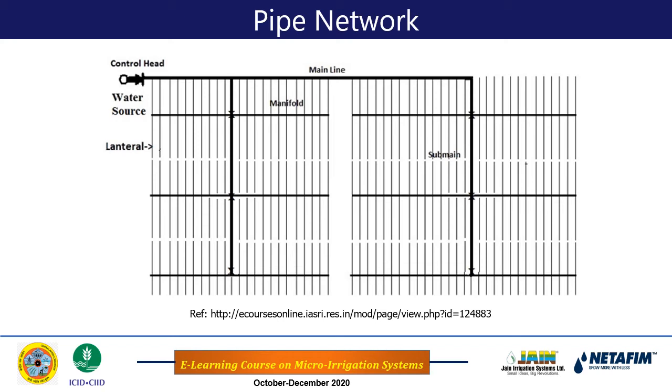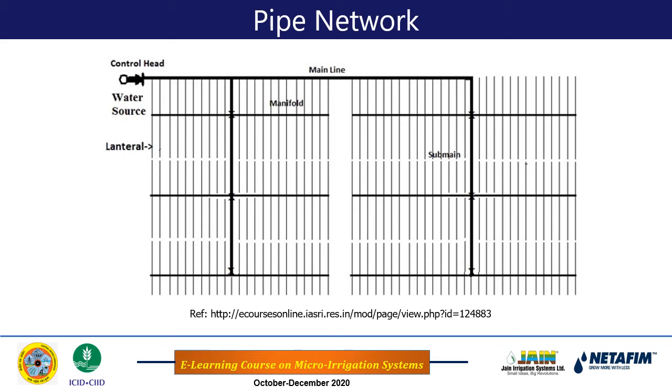Okay, so in this case, if the field is small, then maybe there is just the main line, submain line, and lateral, or sometimes we call it the main line, manifold, and lateral. But when the field is large, then there is the main line, submain line, manifold, and lateral as well.